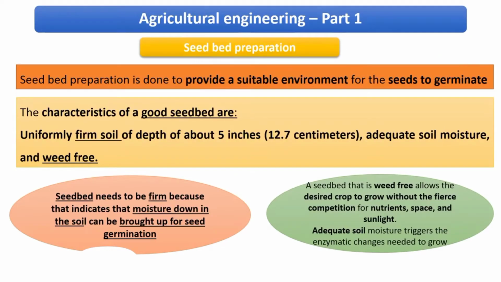So now let us move on to the second stage, which is seed bed preparation. So basically not spending much time on this, but we need to know that for the seeds to germinate, we need to provide a very good suitable environment for the crops, right? So when you talk about providing a good seed bed, there are certain characteristics like it should have a uniformly firm soil of depth nearly 5 inches, right? There should be adequate soil moisture, it should be weed free. These are some of the general characteristics of a good seed bed, right?